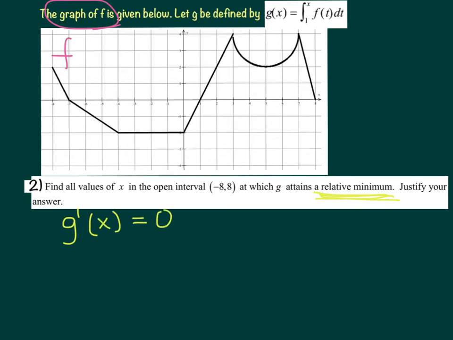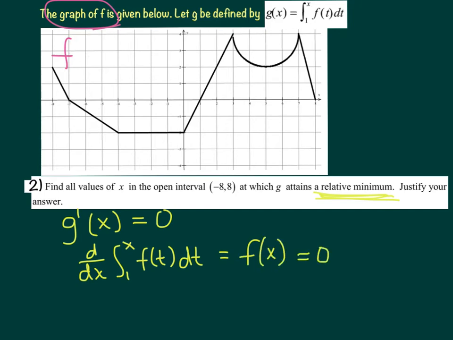All right, so let's think about this. If I'm taking the derivative of g, that would be the derivative of the integral from 1 to x of f of t dt. I know we've talked about this a lot, but I want to get this in your brain. That's the same as f of x. So they're saying, when is the function equal to 0? When is the graph that they gave you equal to 0? Well, that's simply asking, when does this graph cross through the x-axis? And you can see we have several different answers: x equals -7, x equals 1, and x equals 8.